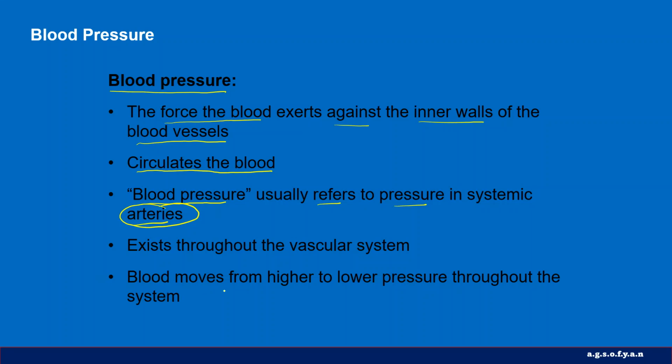The blood will move from higher pressure to lower pressure. Remember, the highest pressures will be in the aorta and the pulmonary trunk, because these two bigger arteries are the first blood vessels that receive blood from the heart. So the highest pressure will be mostly in the aorta.